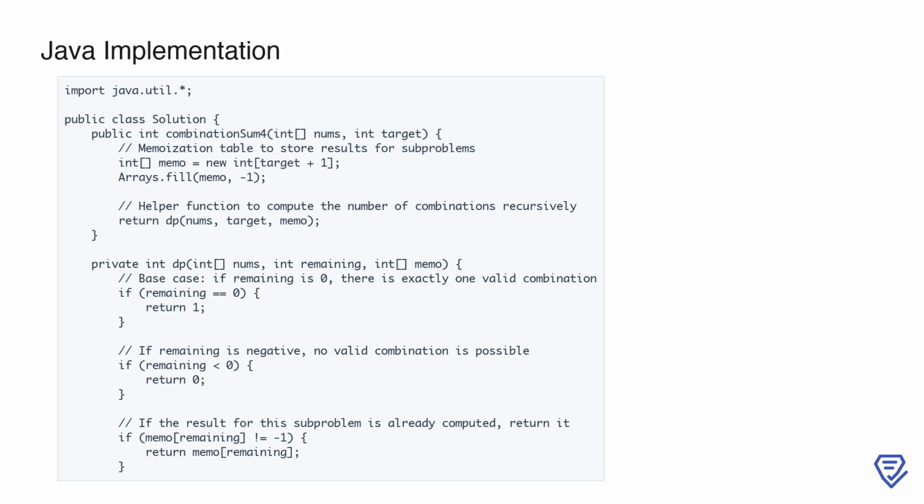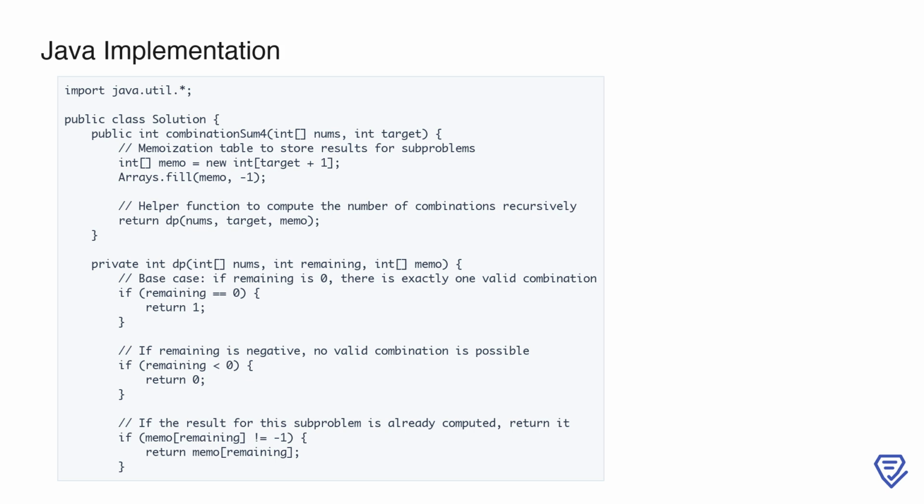The core logic is handled by a helper function, dp, which is called with the nums array, the target, and the memo array. Within the DP function, we first handle the base cases. If the remaining value is 0, it means we've found a valid combination, so we return 1. On the other hand, if the remaining value becomes negative, no combination is possible, and we return 0.